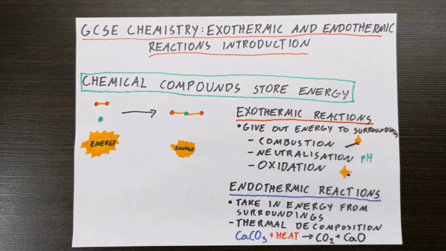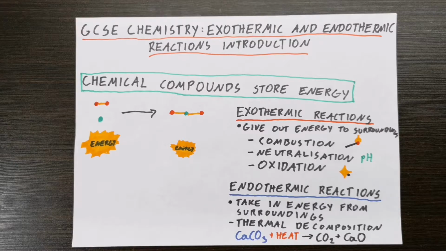Exothermic reactions give out energy to surroundings, whereas endothermic reactions take in energy from surroundings. Now, we can remember this because exo means outside. For example, exoskeleton is a skeleton on the outside, so insects would have exoskeletons. Whereas endo means inside, so exothermic reactions spit energy outside. They give energy to surroundings, whereas endothermic reactions take in energy from surroundings to meet that energy demand at the end, which is greater than what it was at the beginning.